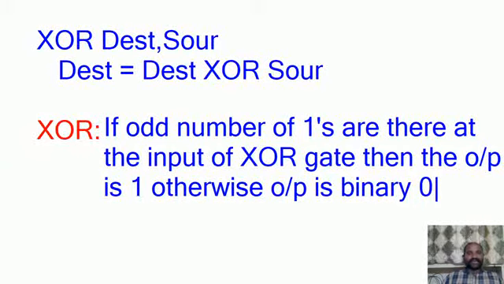So the XOR gate statement is: if an odd number of ones are there at the input of the XOR gate, then the output is 1, otherwise the output is 0. This statement is uniform for all types of XOR gate. We may have a 2 input, 3 input, 4 input XOR gate, or n inputs to a particular gate, and this statement is applicable for that particular XOR gate.